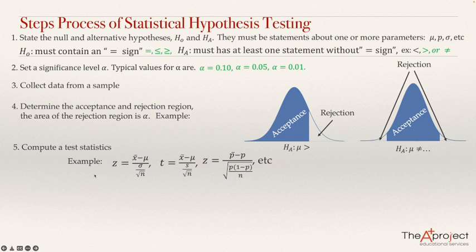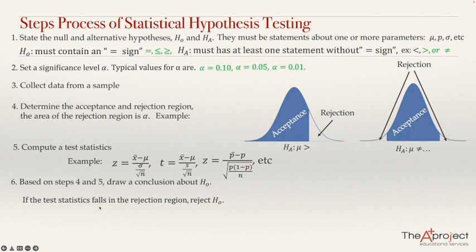But anyway, now we take a decision that will be based on step 4 and 5, based on these rejection regions and this test statistic. We are going to draw a conclusion about the null hypothesis. So if the test statistic falls in the rejection region, we are going to reject the null hypothesis. The conclusion will be a statement about this null hypothesis. And these are the ideas of a hypothesis testing.